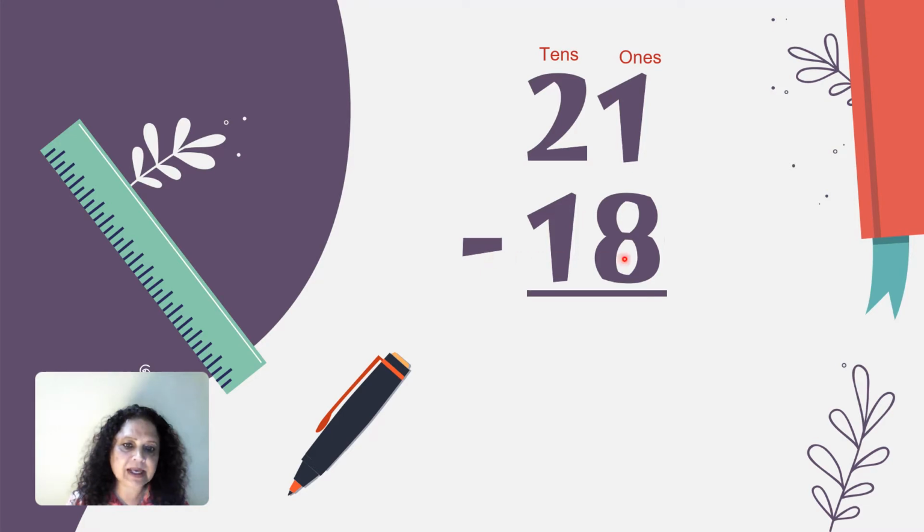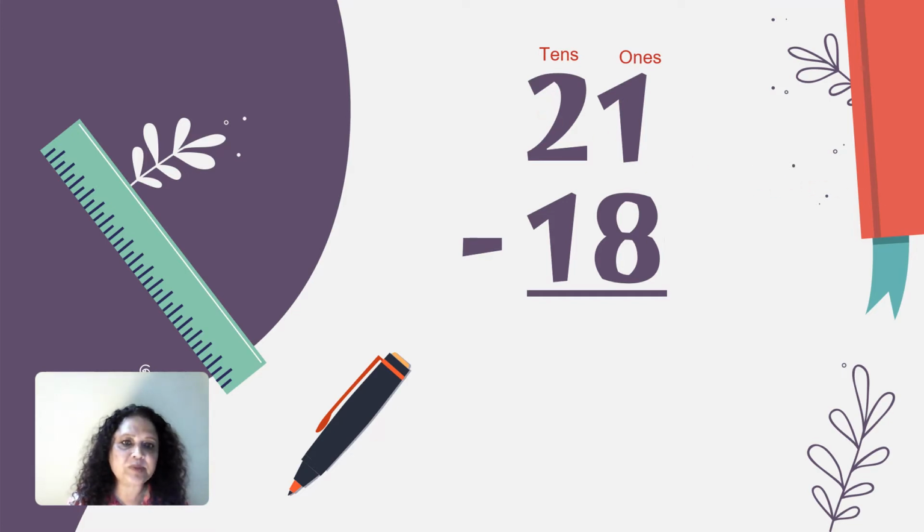21 minus 18. In the ones place we have 1 and 8. In the tens place we have 2 and 1. We cannot minus 8 from 1. So what do we do? We have to borrow 1/10 from the tens place.